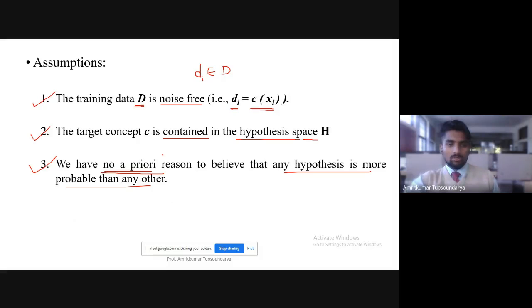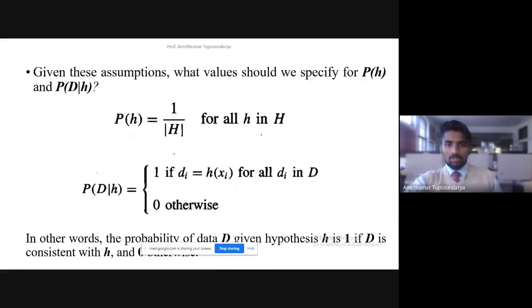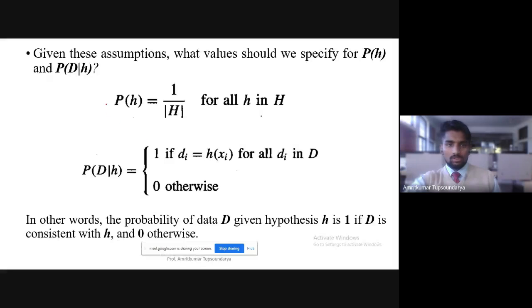A priori is nothing but something which has been observed by theoretical means, only on a theoretical basis and not on a practical one. So we have no a priori reason, that is, no theoretical reason to believe that any hypothesis is more probable than any other hypothesis, right? So these are three assumptions, but when we consider these assumptions, the question arises: what is the value that we have to consider for P of H and P of D given H, right?